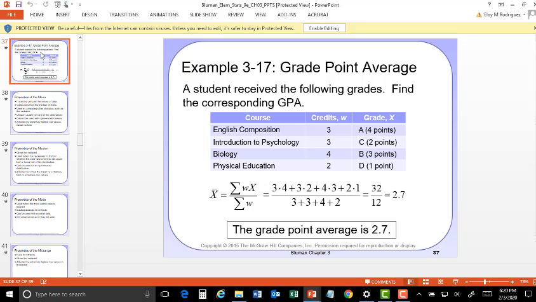Weighted average. Okay. So, look, A is weighted by 4 points, 3 by 2, 4 by 3. You see? So when I took the first one, I got 3, but my weight could be 4. Or let's say 3 is the weight, and 4 is the data point. 3 and 2, and 4 and 3, and 2 and 1, divided by the sum of the weights. Add those up. And there's the 12.